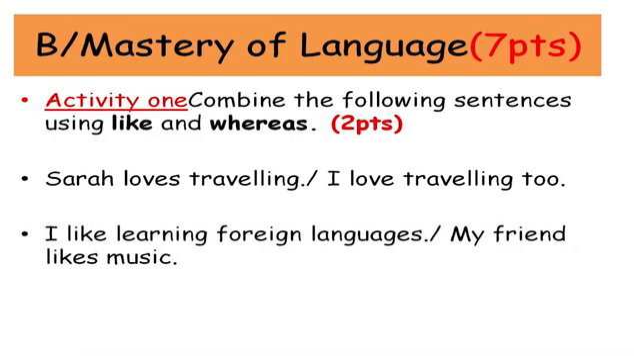Second one, I like learning foreign languages. My friend likes music. Here also you have two sentences. The first one is I like learning foreign languages. The second one is my friend likes music. So here also you are asked to join them, to make a link between them, to get one sentence, using like and whereas. So let's check the answer.